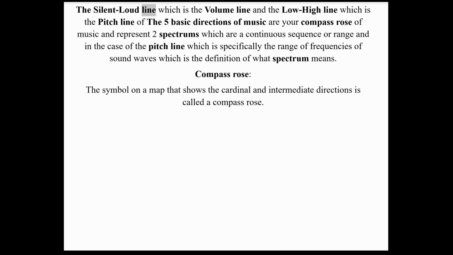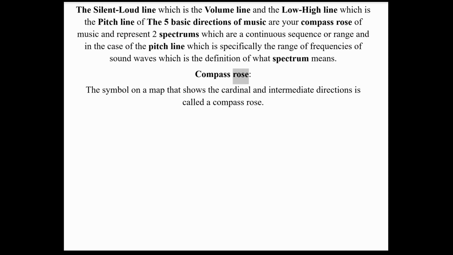The silent-loud line, which is the volume line, and the low-high line, which is the pitch line of the 5 basic directions of music, are your compass rose of music and represent 2 spectrums, which are a continuous sequence or range, and in the case of the pitch line, which is specifically the range of frequencies of sound waves, which is the definition of what spectrum means.